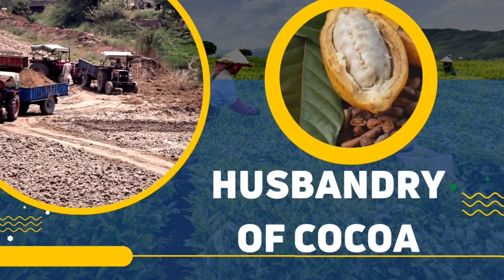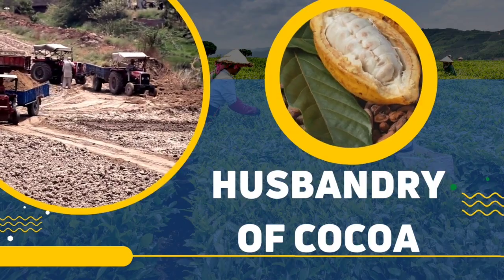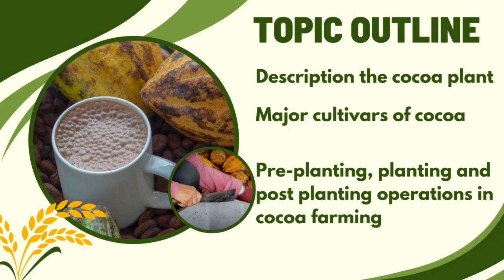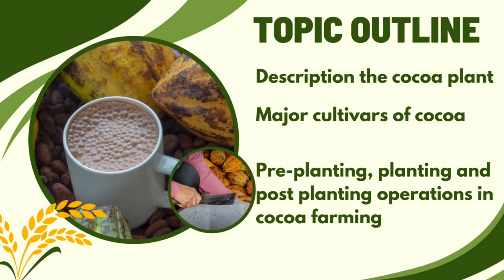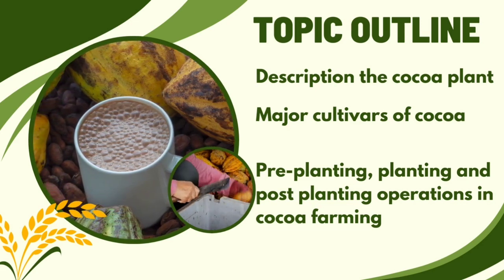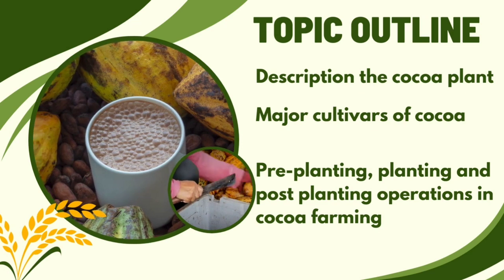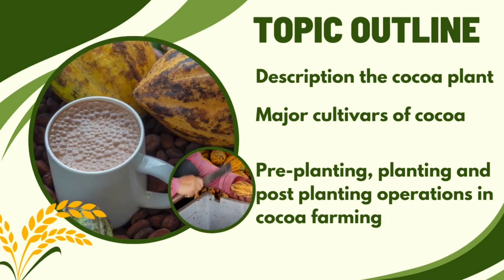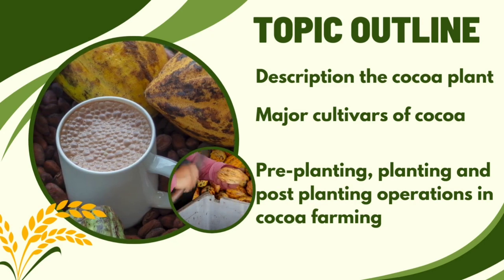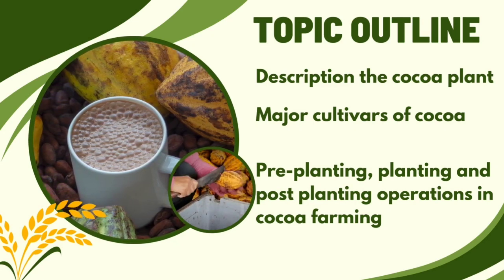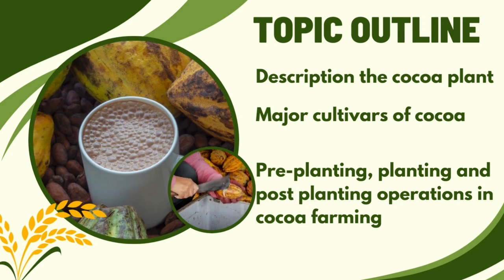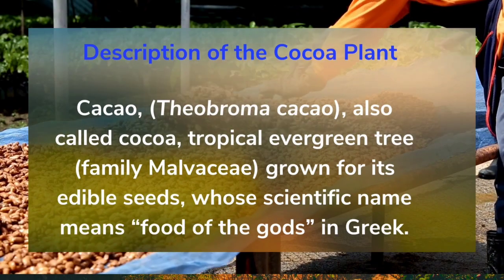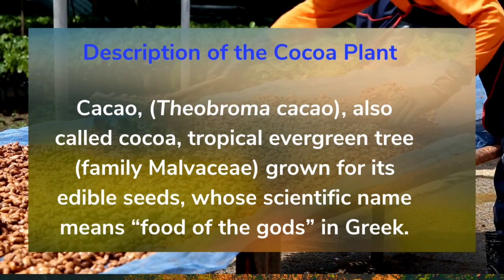Cocoa is a very important product to humans, and Nigeria happens to be the fourth largest producer of cocoa after Ghana and Ivory Coast. Now, we're talking about the description of cocoa shortly, then also the major cultivars of cocoa, the pre-planting, planting, and post-planting operations in cocoa farming.